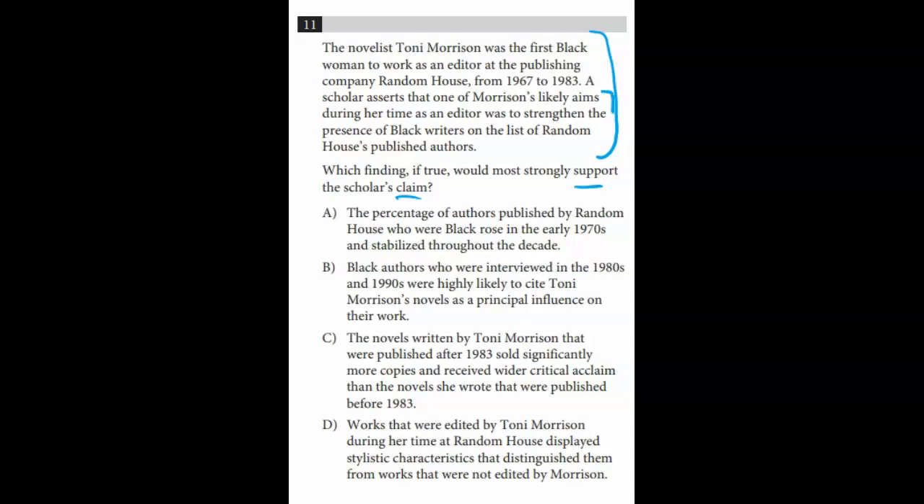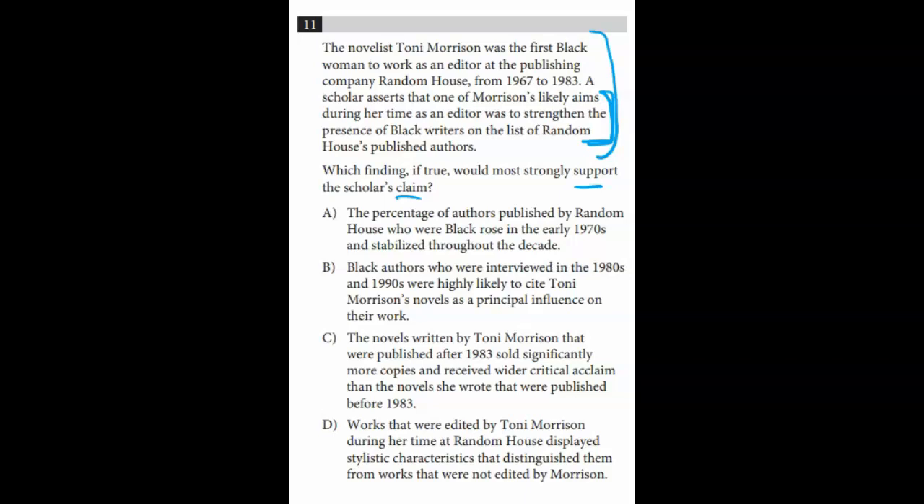Okay, so this looks a lot like it's going to be set up as a claim. One of Morrison's likely aims during her time as an editor was to strengthen the presence of black writers on the list of Random House's published authors. So this is the claim, and that's she supports the presence of black writers on Random House's published authors. So let's go find evidence for that.